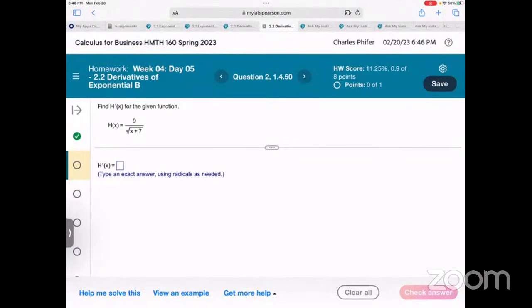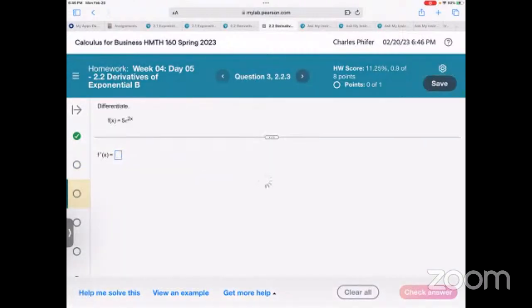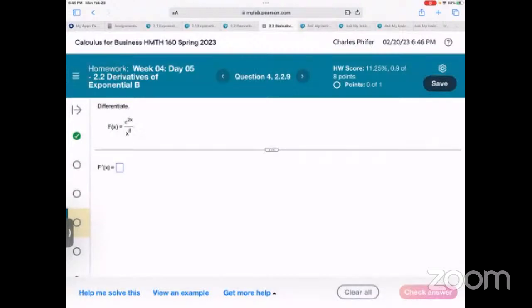Take the derivative, right? Type in exact answer using radicals as needed. They're asking us to take the derivative. Okay. So I'm going to take my notes here. Again, this is the quotient rule. Quotient rule is low D high minus high D low over low low. Okay, this isn't really chapter 2. I'm going to let this be for now. I want to jump to something that's from chapter 2 because our goal was to let today be chapter 2.